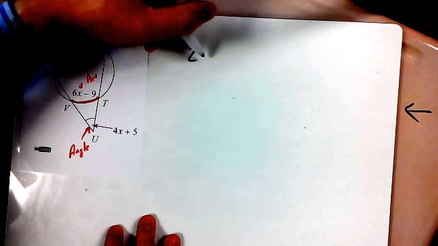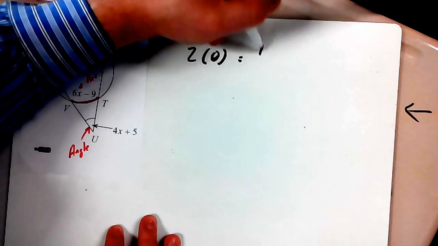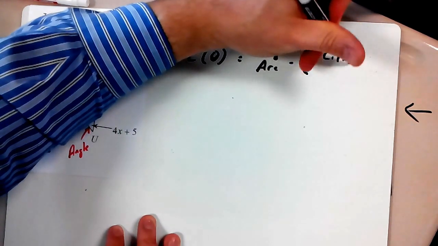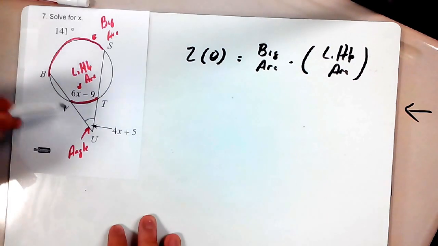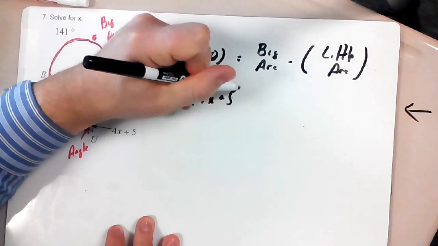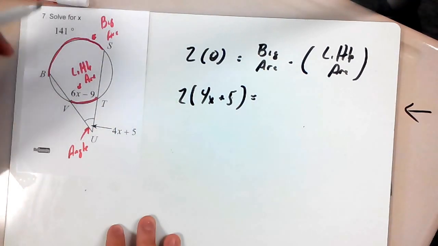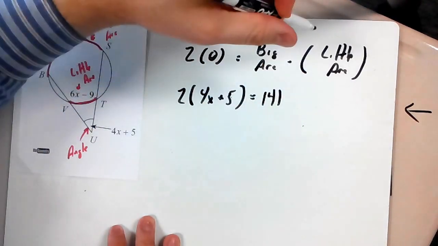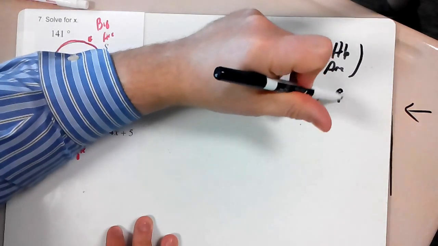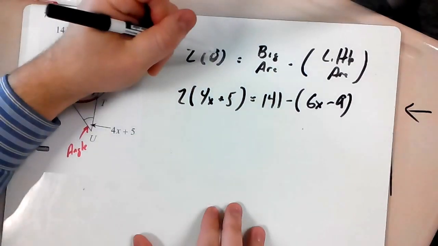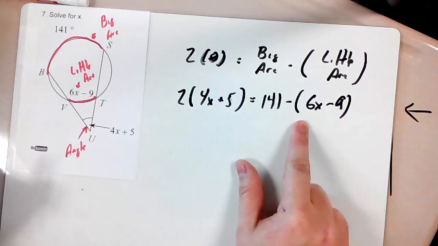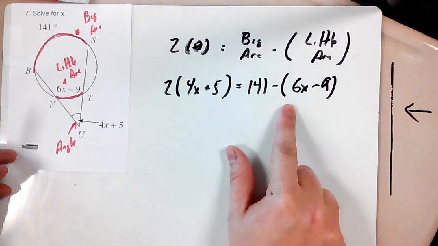I'm going to use the formula 2 times theta equals big arc minus little arc. 2 times this angle, so 2 times 4x plus 5 equals 141 minus parentheses 6x minus 9. Now at this point, if I messed this up, if I would have left these parentheses off, I would have gotten this problem wrong. Okay, let's solve this.